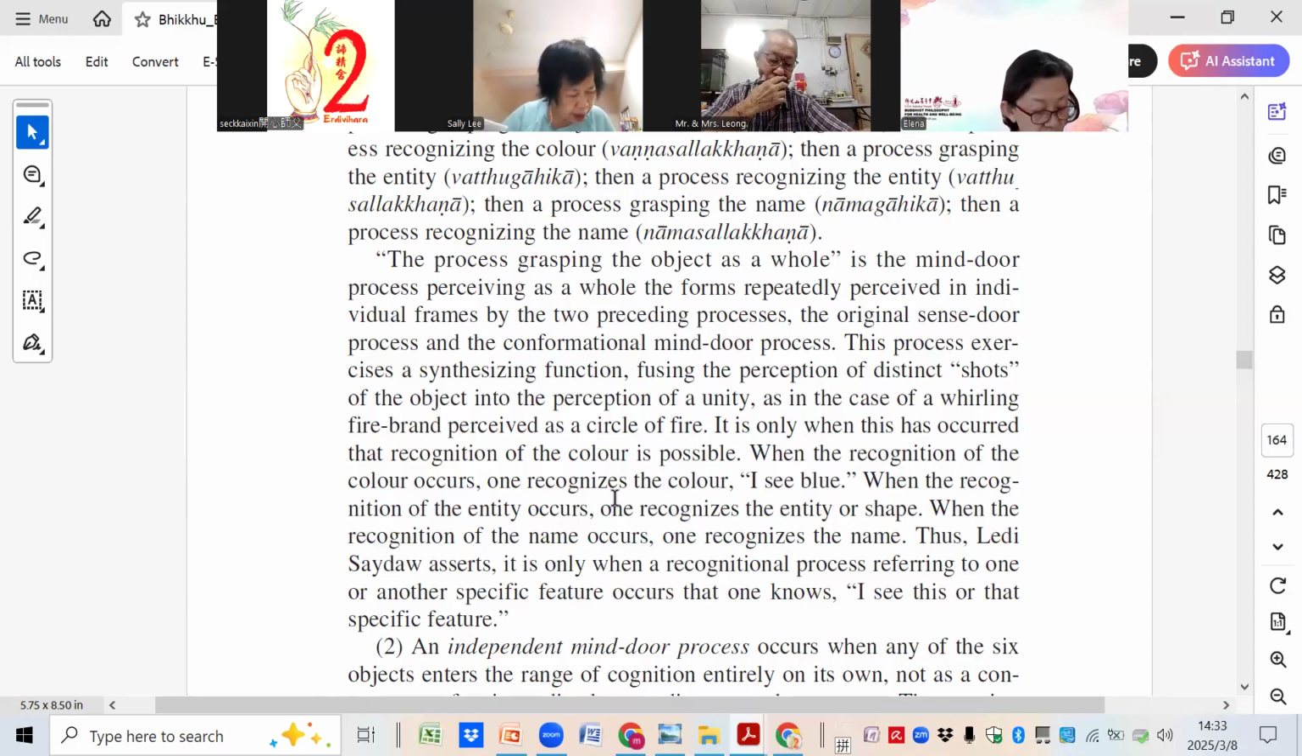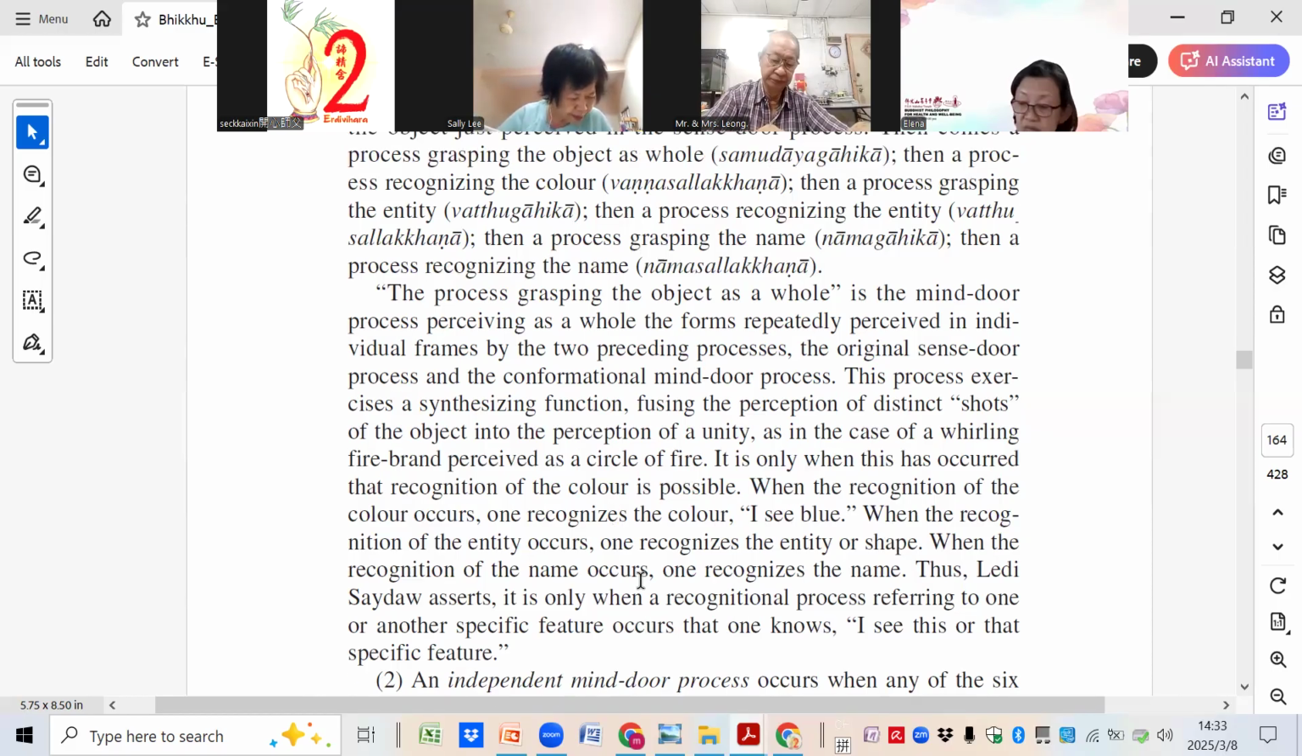When the recognition of the color occurs, one recognizes the color: I see blue. When the recognition of the entirety occurs, one recognizes the entirety of shape. When the recognition of the name occurs, one recognizes the name. Thus, Sawada asserts, it is only when a recognition process referring to one or the other specific feature occurs that one knows, I see this or that specific feature. Okay, thank you so much.